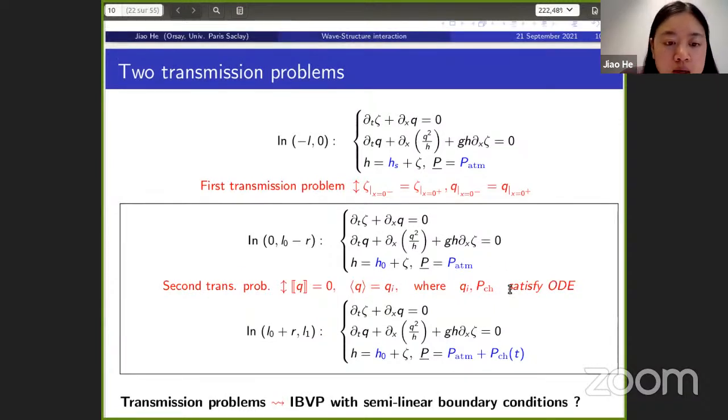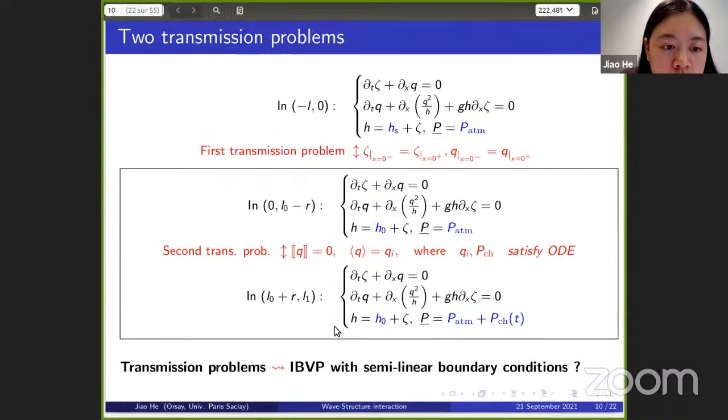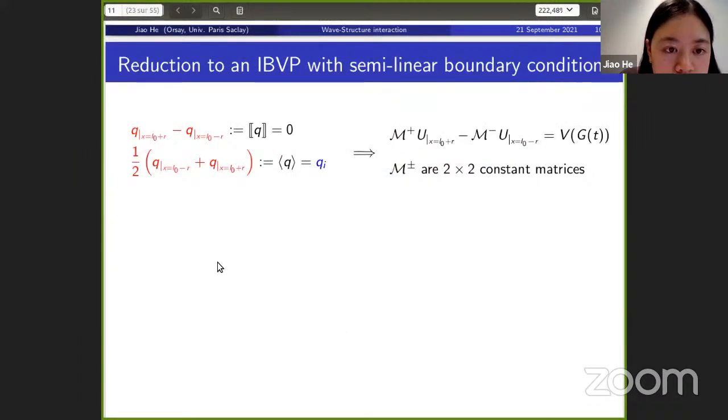Up to now, we have finished deriving our model, and now our goal is to rewrite the transmission problems into initial boundary value problems with the semi-linear boundary conditions, and then with these initial boundary value problems, we can give a rigorous well-posedness result. This is the first transmission condition. This is the second transmission condition.